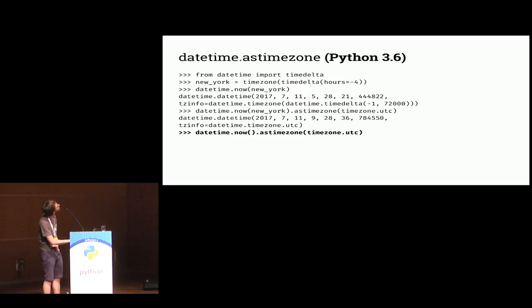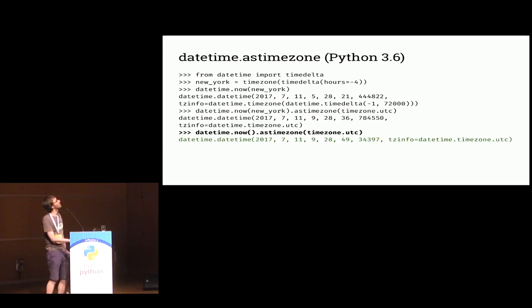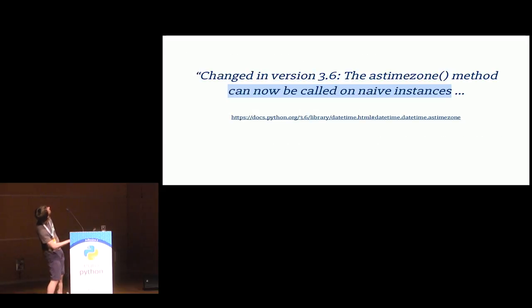Now fast forward to Python 3.6, exact same situation: datetime now, astimezone UTC. Ooh, it works, and it's actually correct, it's 9 o'clock. And the documentation about datetime astimezone says, changed in version 3.6, the astimezone method can now be called on naive instances. Okay, so far so good.